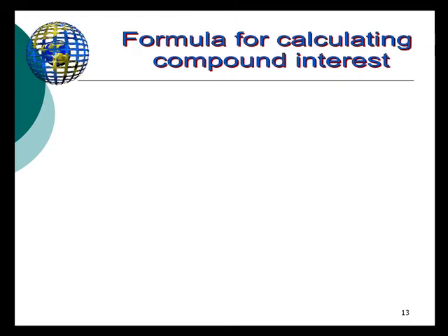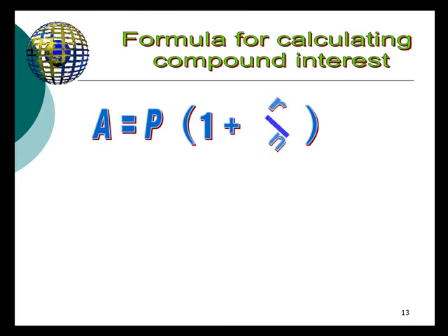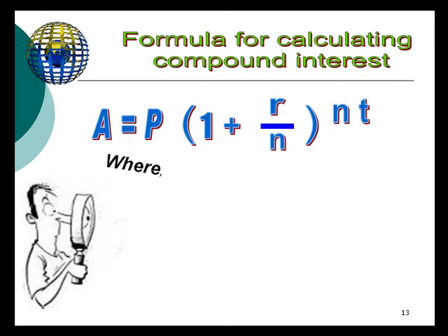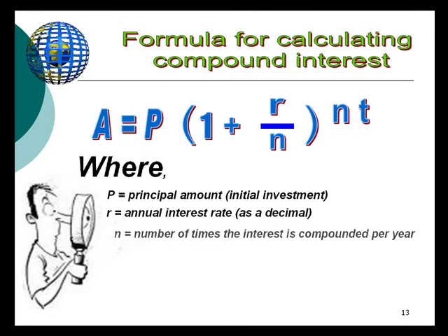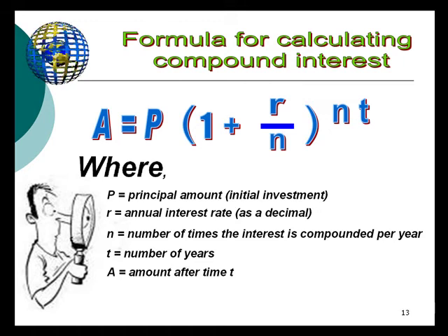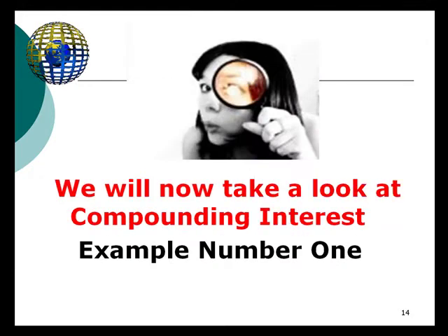The formula for calculating compound interest is as follows, where P is the principal amount, the initial investment, R is the annual interest rate as a decimal, N is the number of times the interest is compounded per year, T is the number of years, and A is the amount after time T. We will now take a look at compound interest example number 1.